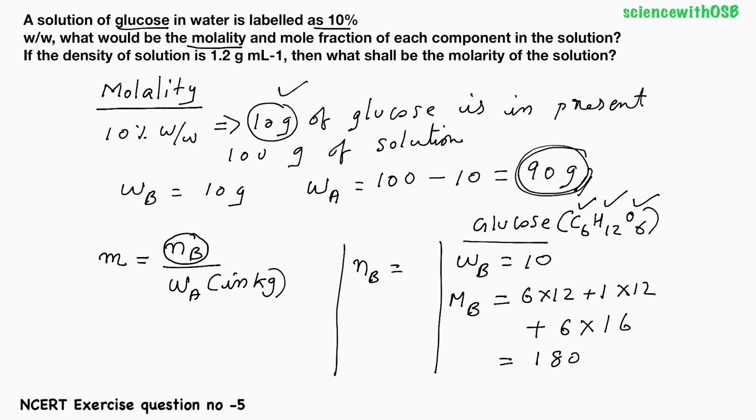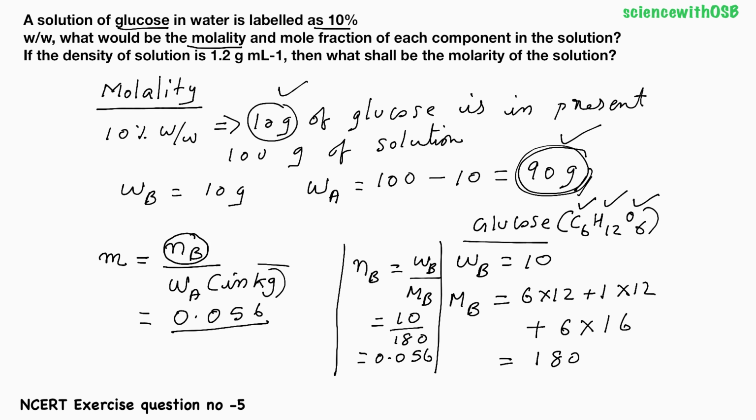Now we can find the number of moles of glucose. What is the equation? It is mass by molar mass. What is that? 10 by 180. On calculating what you will get? 0.056. Now apply that value here. We have to find molality, right? 0.056 divided by what is the mass of water?